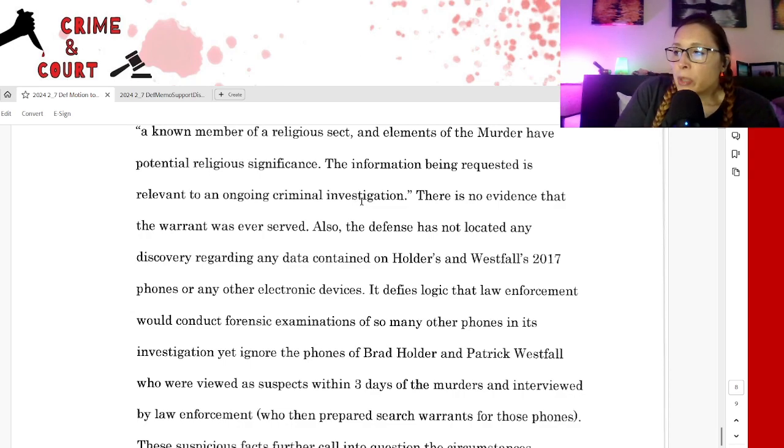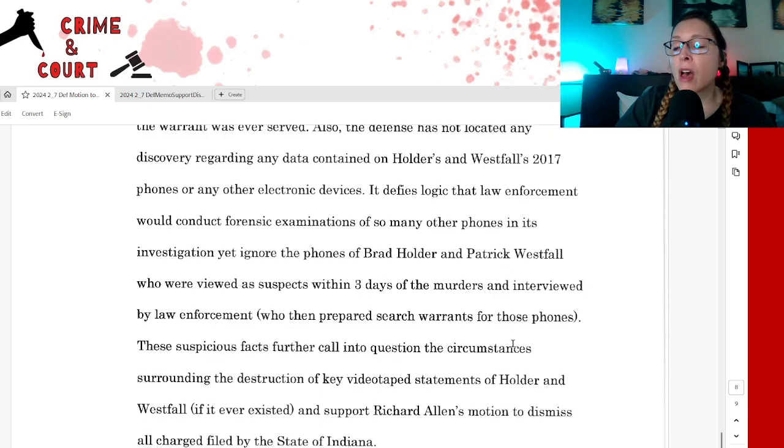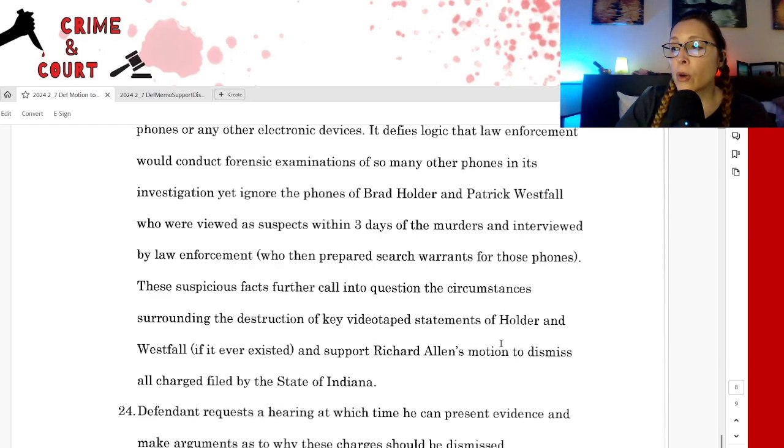So the information being requested is relevant to an ongoing criminal investigation. There is no evidence that the warrant was ever served. Also, the defense has not located any discovery regarding any data contained on Holder's and Westfall's 2017 phones or any other electronic devices. It defies logic that law enforcement would conduct forensic examinations of so many other phones in its investigation, yet ignore the phones of Brad Holder and Patrick Westfall, who were viewed as suspects within 3 days of the unalivings and interviewed by law enforcement, who then prepared search warrants for their phones.